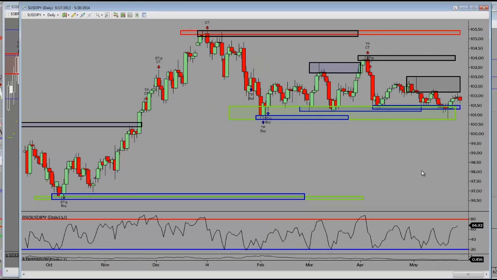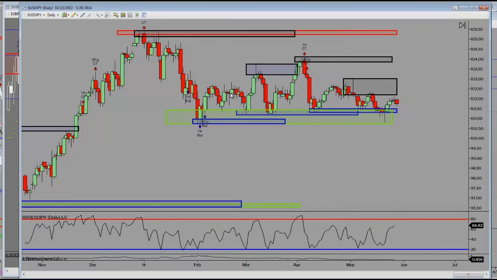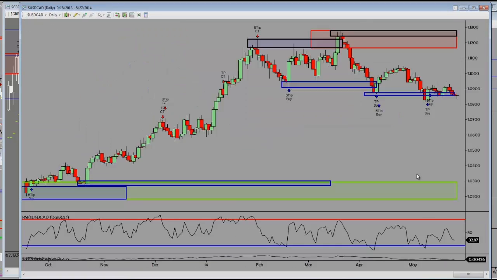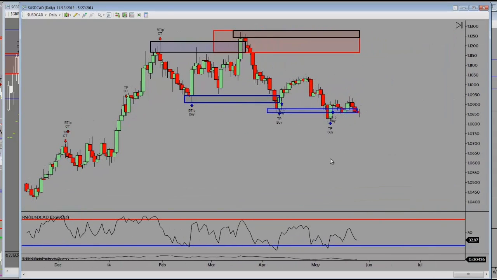Okay, Japanese yen hanging out at the 101s. So again, note the significance of this 101 level. Every single test at the DSR level. Yeah, pretty sideways right here. U.S. Canada right there. Beautiful low risk long entries right here.